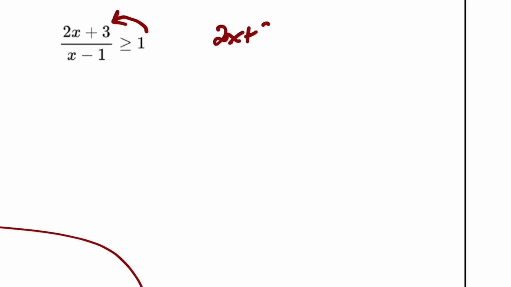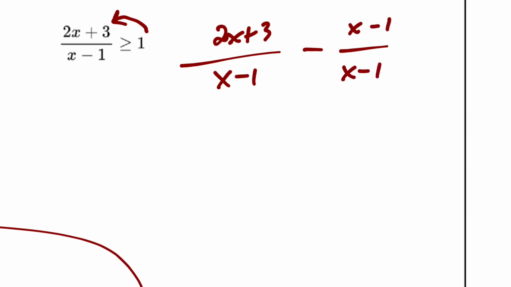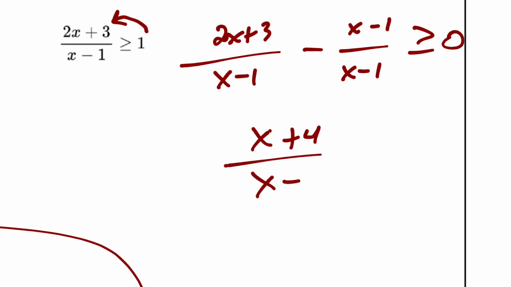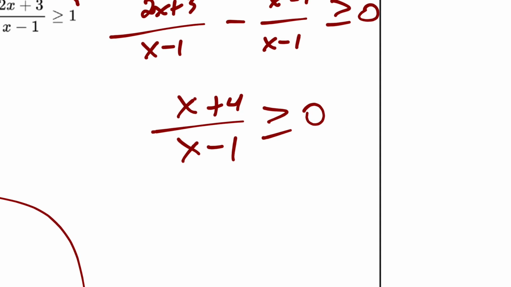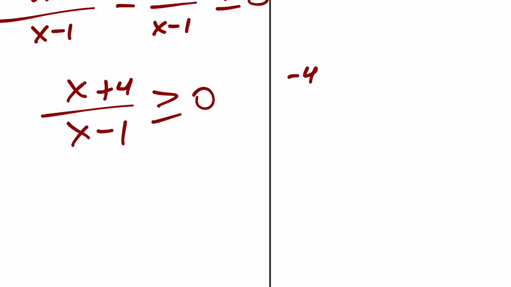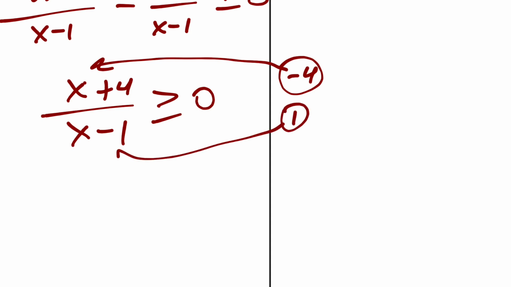So I have 2x plus 3 over x minus 1 minus x minus 1 over x minus 1 is greater than or equal to 0. If I combine like terms here, I have x plus 4 over x minus 1 is greater than or equal to 0. So the two significant values here are going to be the -4 that gives you 0 on the top, and the positive 1 that gives you 0 on the bottom.